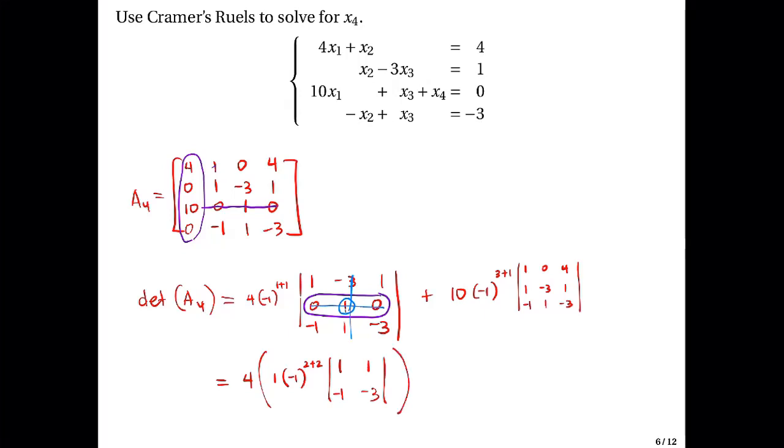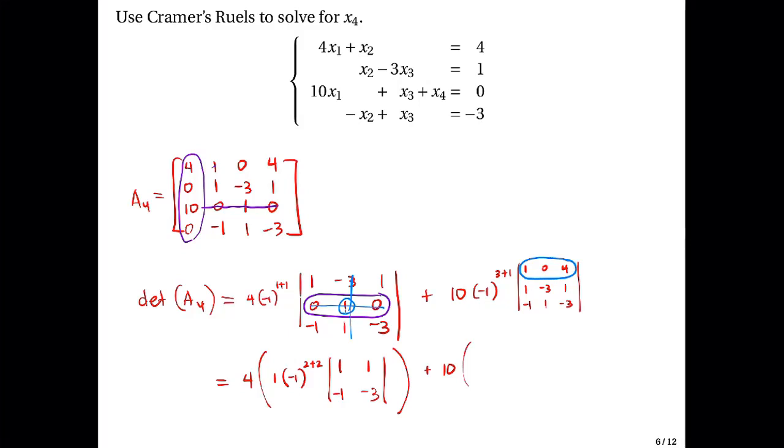Okay? And then we do the determinant here. Okay? So we have plus 10, negative 1 raised to 3 plus 1, it's just positive 1 again. And then for this, we can do cofactor expansion again in the row 1. Okay? So we are expanding along this row.